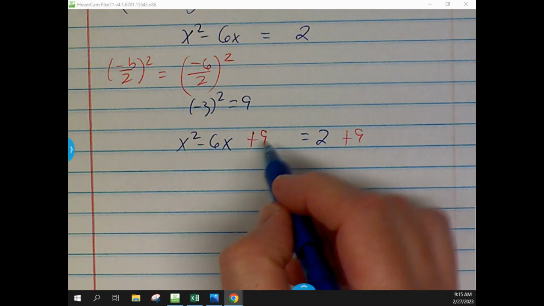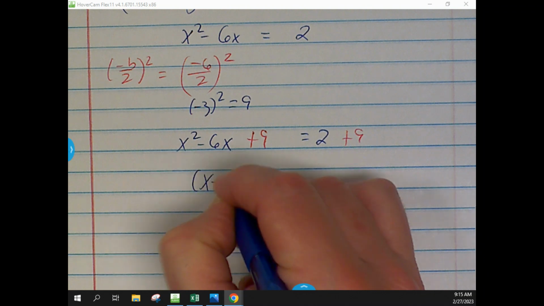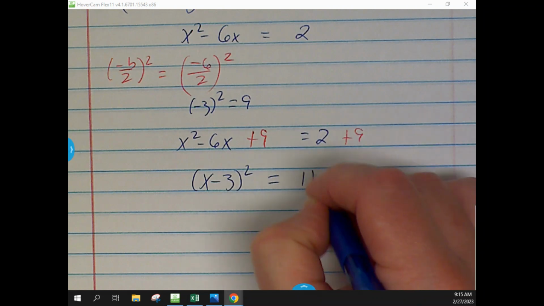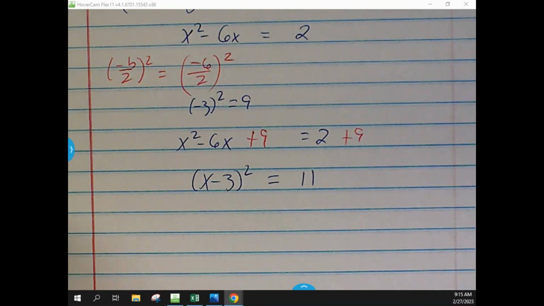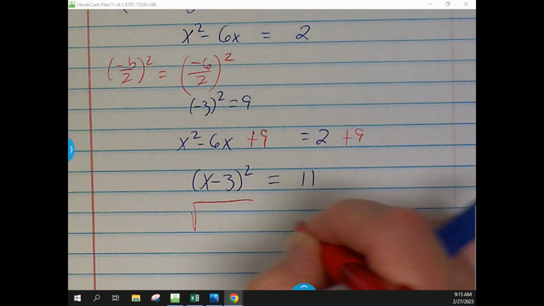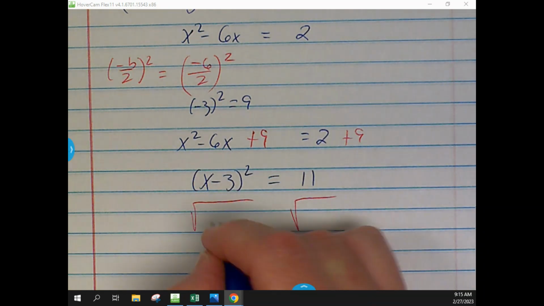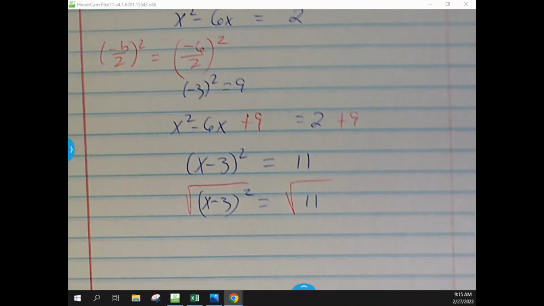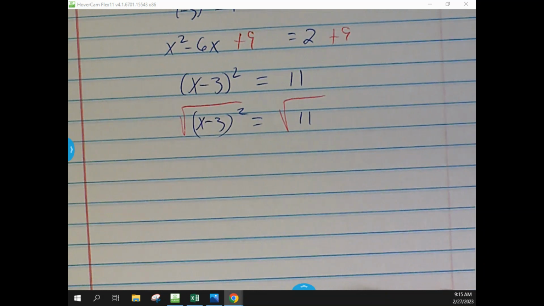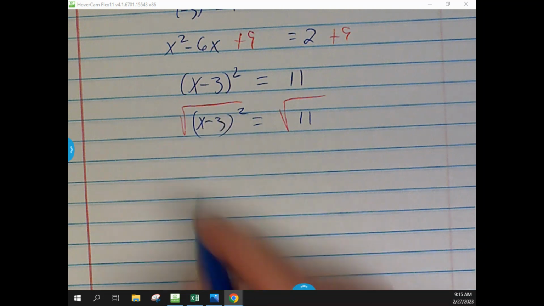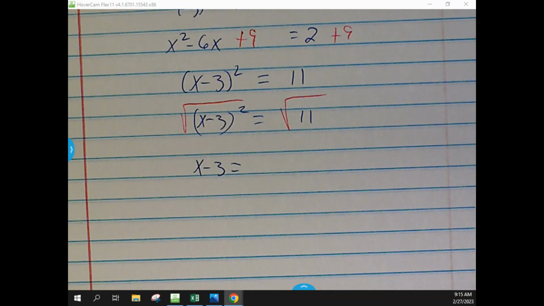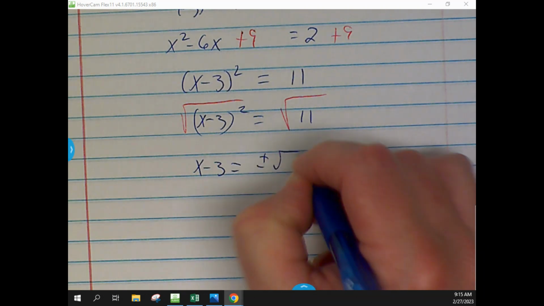All right, so on that one, the factors of 9 that add to 6 are going to be 3 and 3. So it's x minus 3 squared. 2 plus 9 is 11. And then we're going to square root both sides. Okay, and again, for this one, the square and square root cancel each other out, leaving you with x minus 3. You cannot simplify the square root of 11 because it's a prime number. It won't go down. So it's just going to be plus or minus the square root of 11.